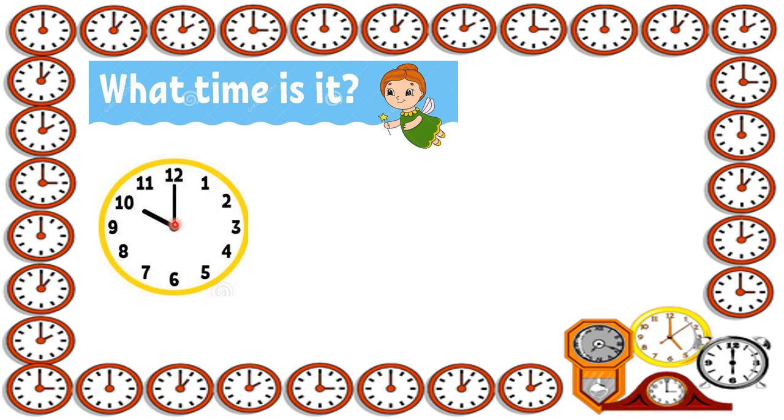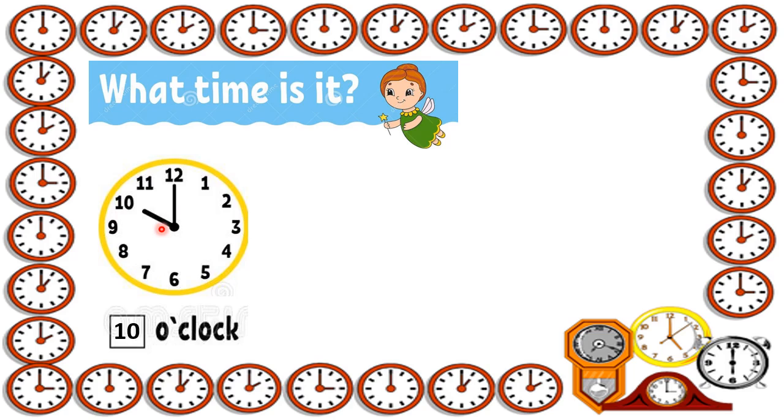Now, first of all, we will see the short hand. You see the short hand, and you can say the hour hand is pointing on number 10. And the long hand, you can say the minute hand, is pointing at number 12. So it means the time is, what is the time? The time is 10 o'clock.